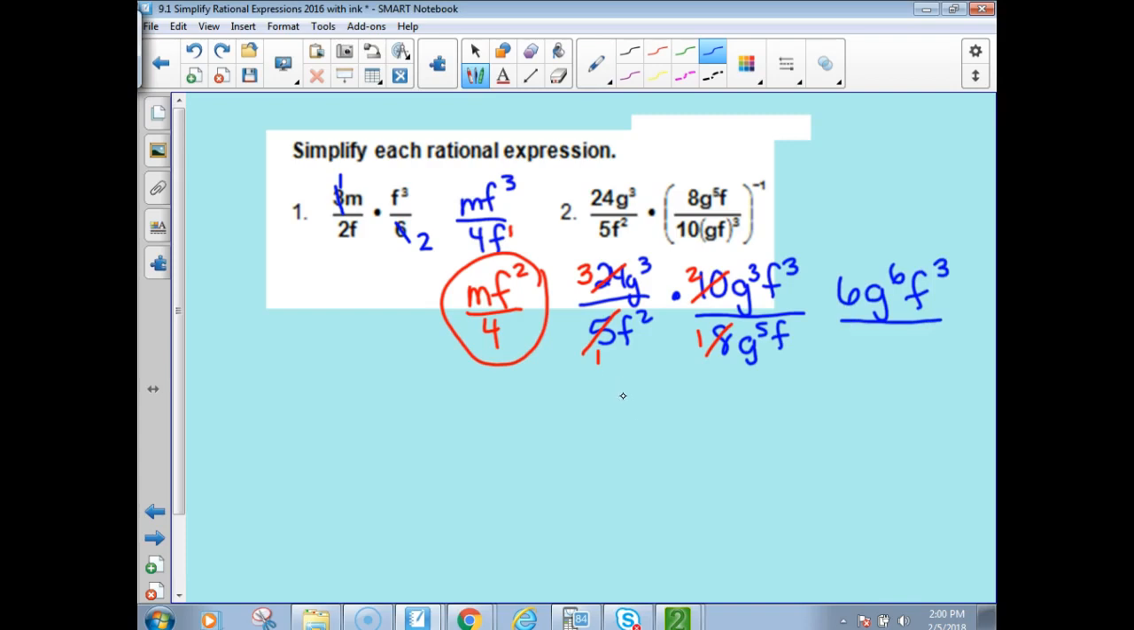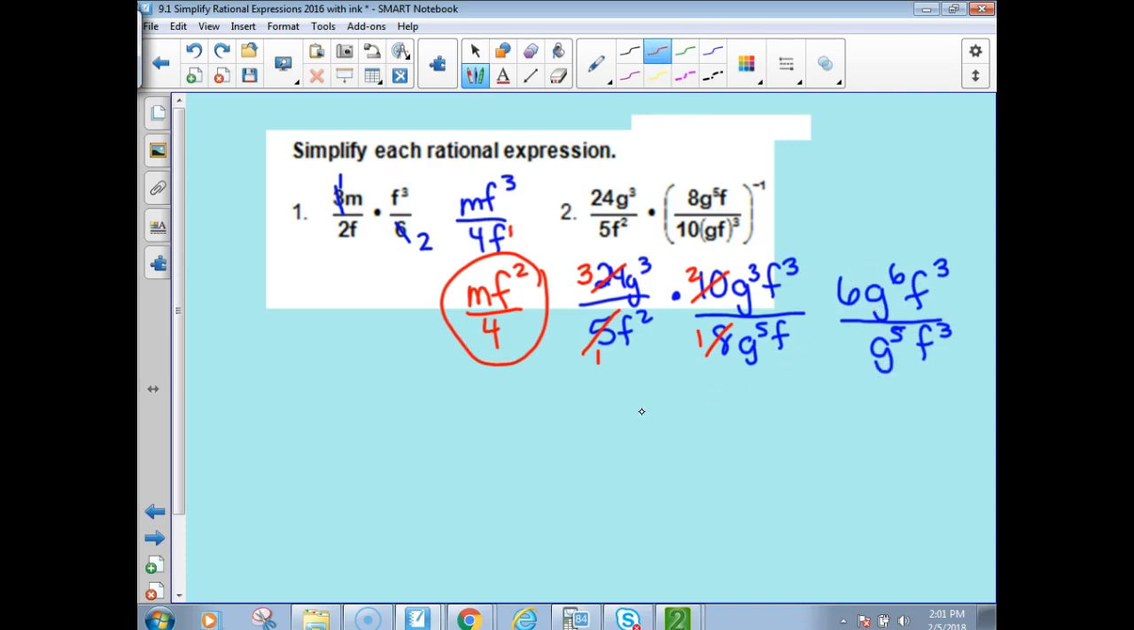If you want to do more canceling where you were before, that's okay with me. Just make sure you're ending up with the same thing. In the denominator, 1 times 1, of course, 1. F to the second times F would be F to the third. And I have a G to the fifth. I just wrote them under each other. You don't have to. Okay, now I need to reduce.